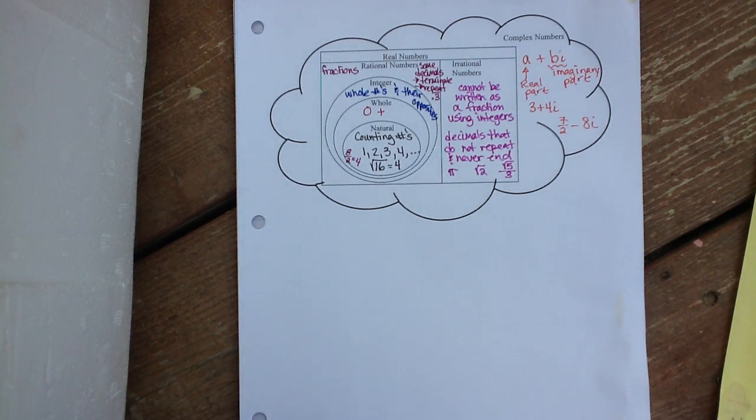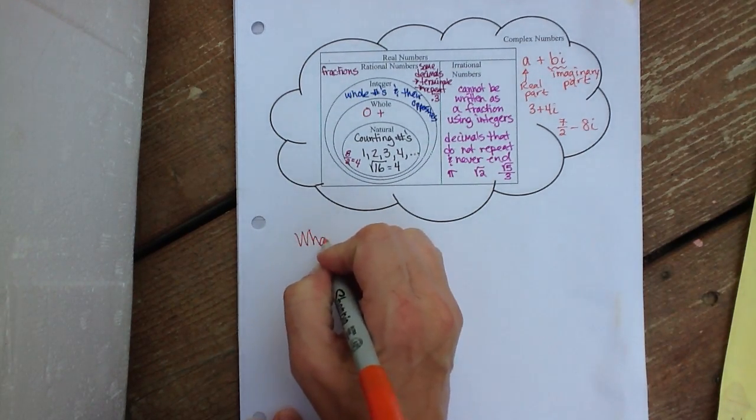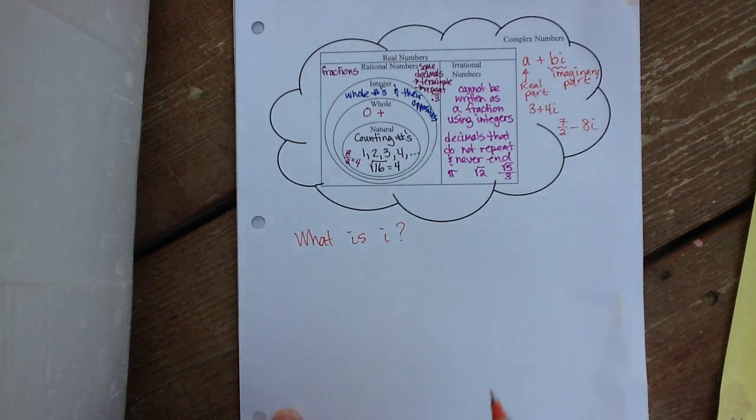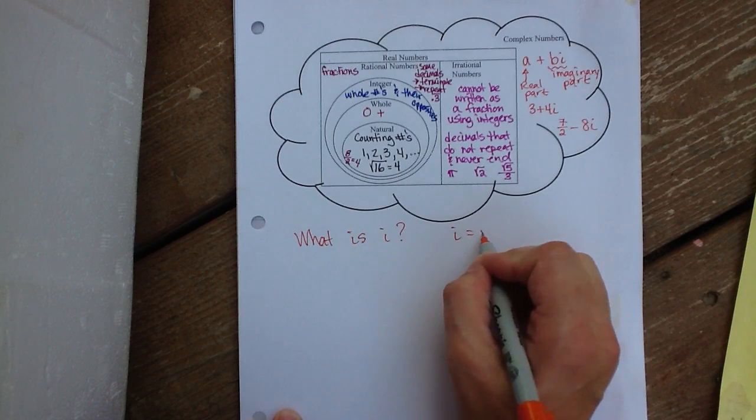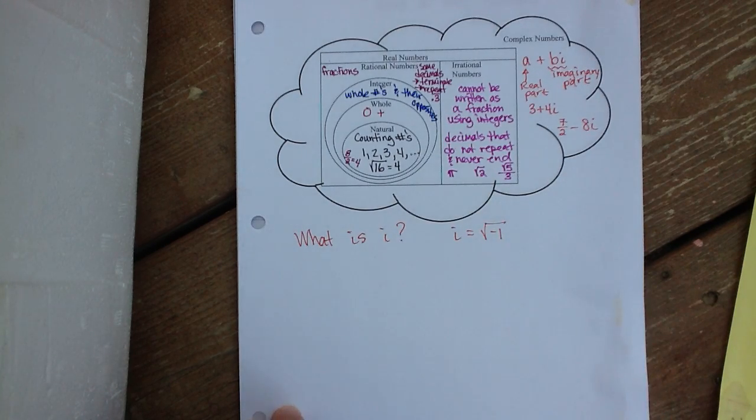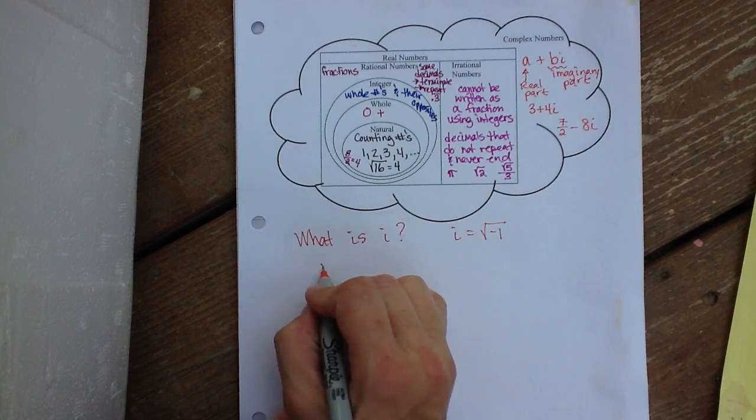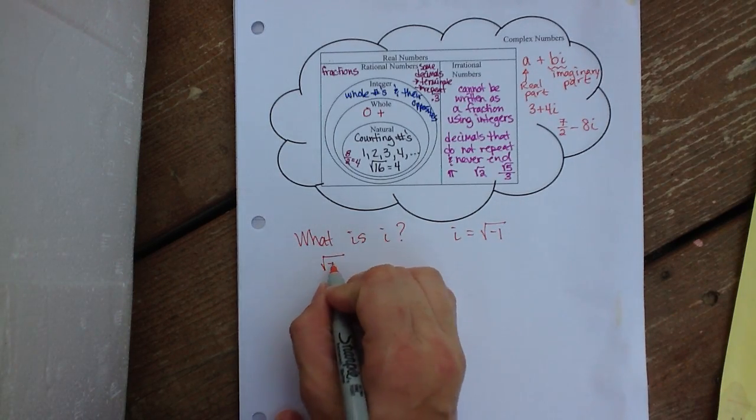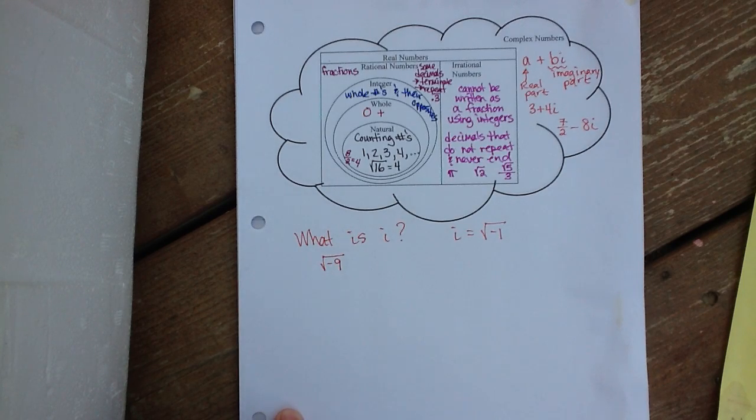So now you might be asking yourself, what is i? It's a great question. i is actually equal to the square root of -1. And we can use i to simplify radicals with even indexes, such as square roots that have negative radicands or arguments in the radicals. An example of that is the square root of -9.